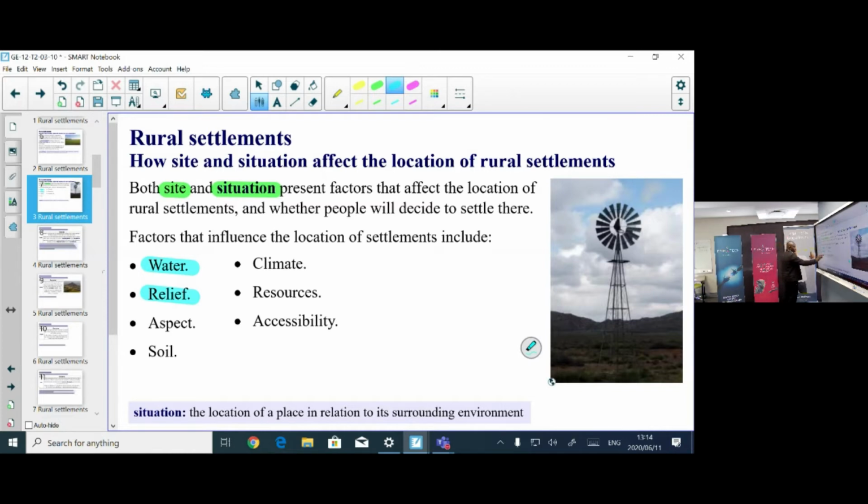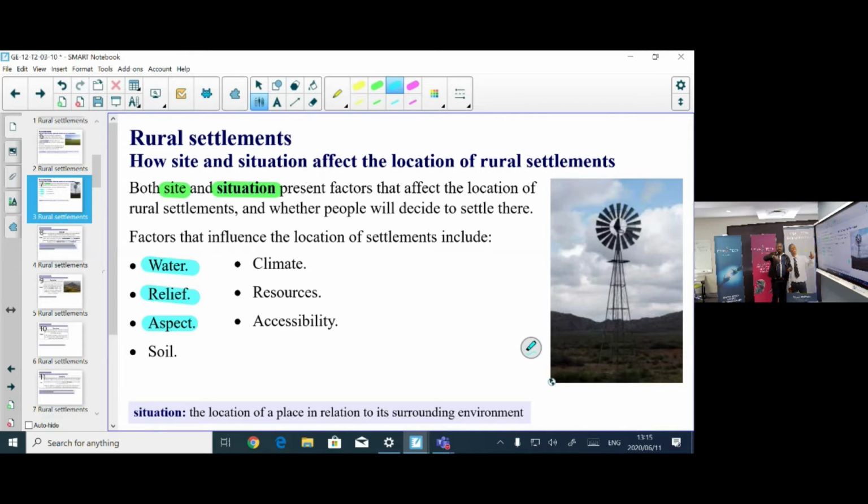Then aspect, we talked about it yesterday. We talked about aspect as where the landscape is facing. So, for instance, land that is facing north in the southern hemisphere is known to be warmer than land facing south in the southern hemisphere. In the northern hemisphere, the lands that are facing south are warmer than those facing north. And the reason is that the sun usually is around the equator.